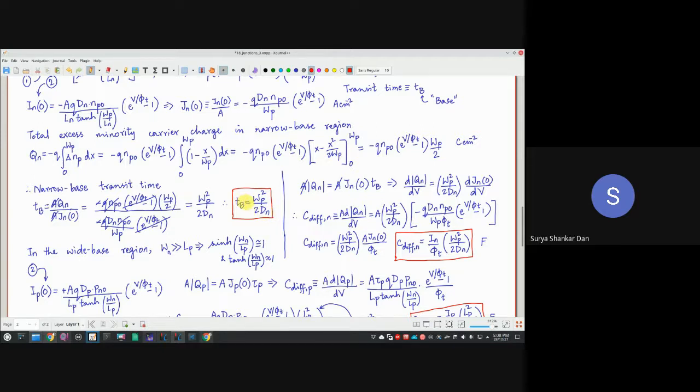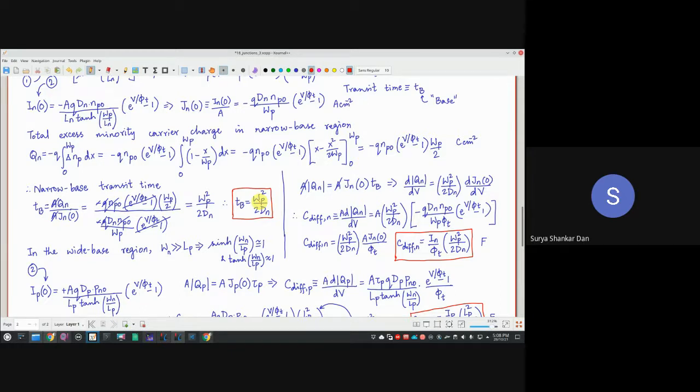Base is p-type, right? We are speaking about an npn BJT, and Wp is the width of the p-type region, essentially the base width. So clearly you can understand that if you want to reduce the transit time, you have to reduce Wp, or else you have to increase Dn. That means you have to increase the diffusivity of electrons in the p-type region. Again, this is obvious, right?